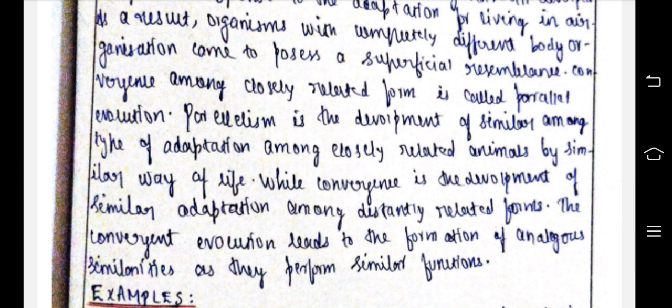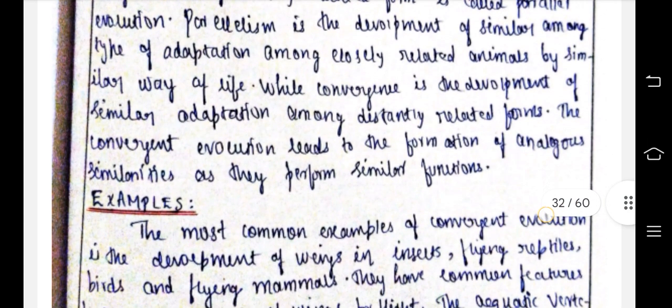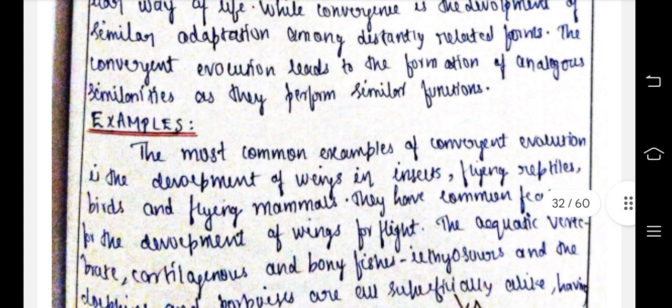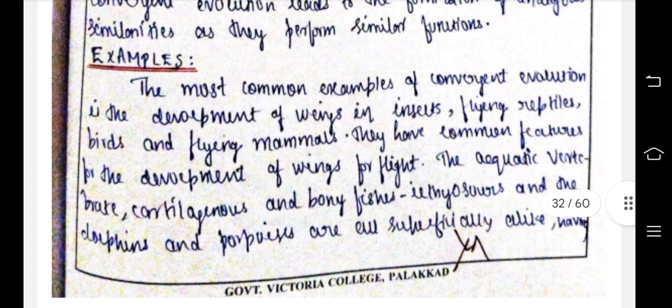Convergence among closely related forms is called parallel evolution. So, parallel evolution is the development of similar types of adaptation among closely related animals by a similar way of life, while convergence is the development of similar adaptation among distantly related forms. The convergent evolution leads to the formation of analogous similarities as they perform similar functions.